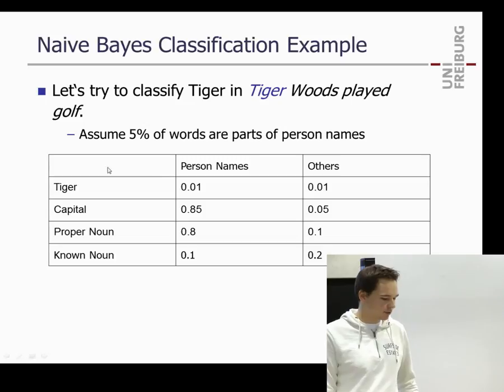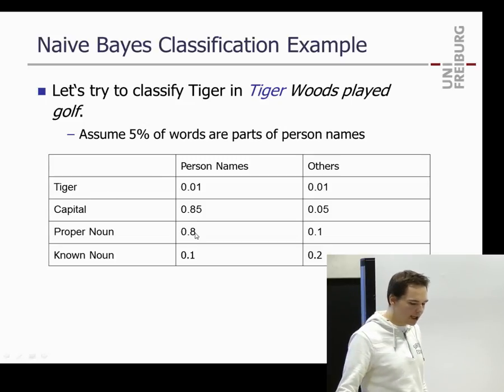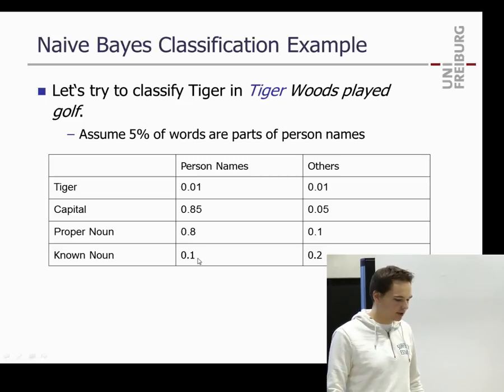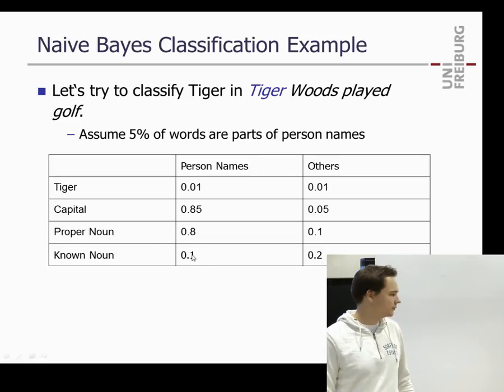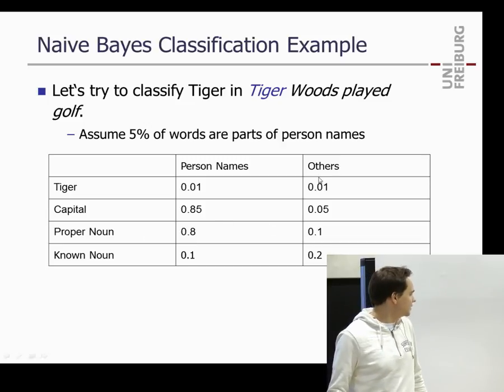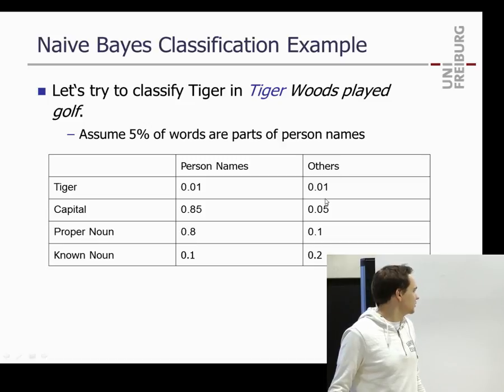And 85% are written with a capital letter. 80% have proper noun as their part of speech tag. And 10% are common nouns. So Tiger is also a noun. And we also have these values, as I said, for the others. We also counted those, and then we get, of course, different values.